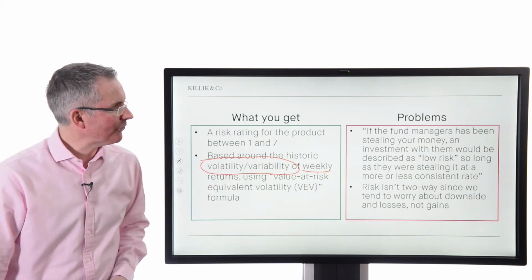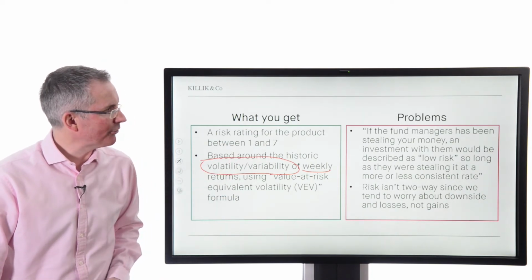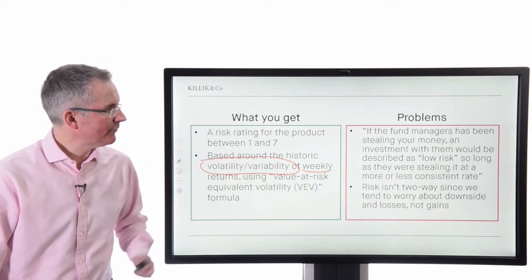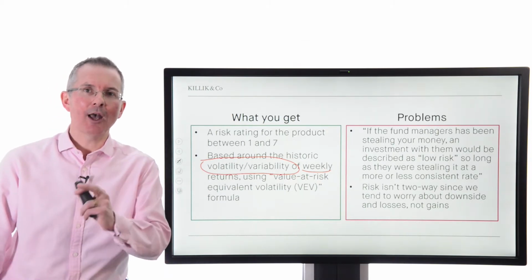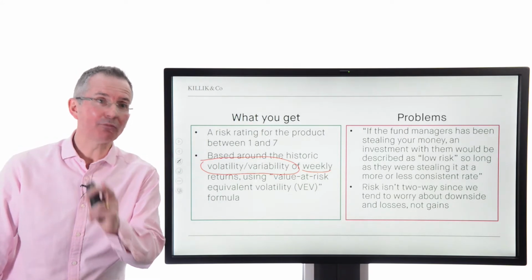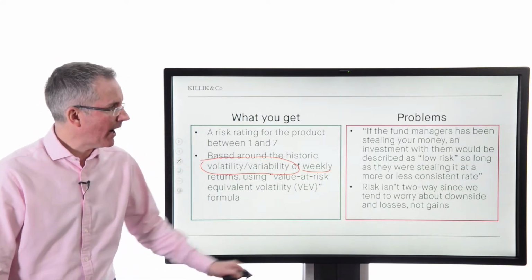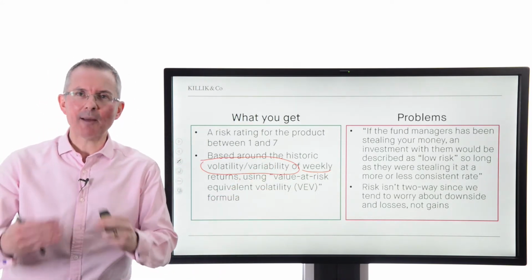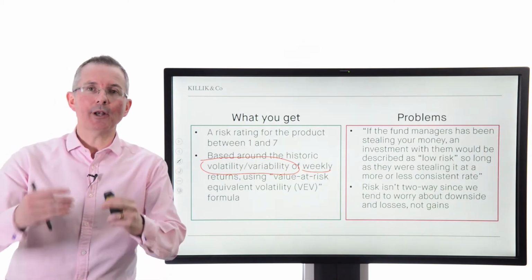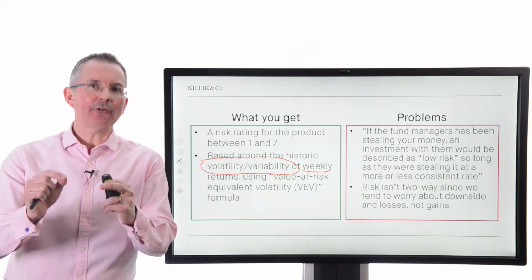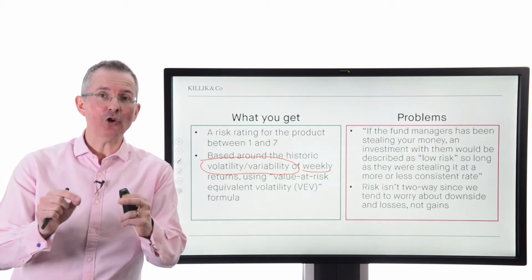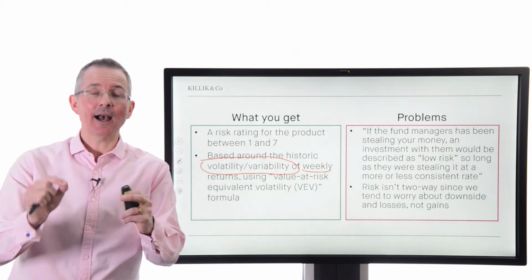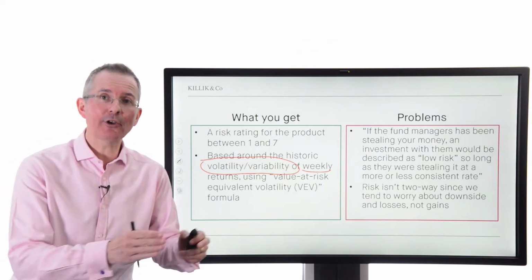If a fund manager has been stealing your money, an investment with them would be described as low risk, using that, as long as they were stealing it at a more or less consistent rate. Is this kind of quip on the fundamental underlying problem with the maths here? All right, and basically, to extrapolate that into a second point, the problem with it is that basing a risk assessment around volatility and variability of returns assumes that investors think two-way, and they don't. Most people are more worried about losses than profits.